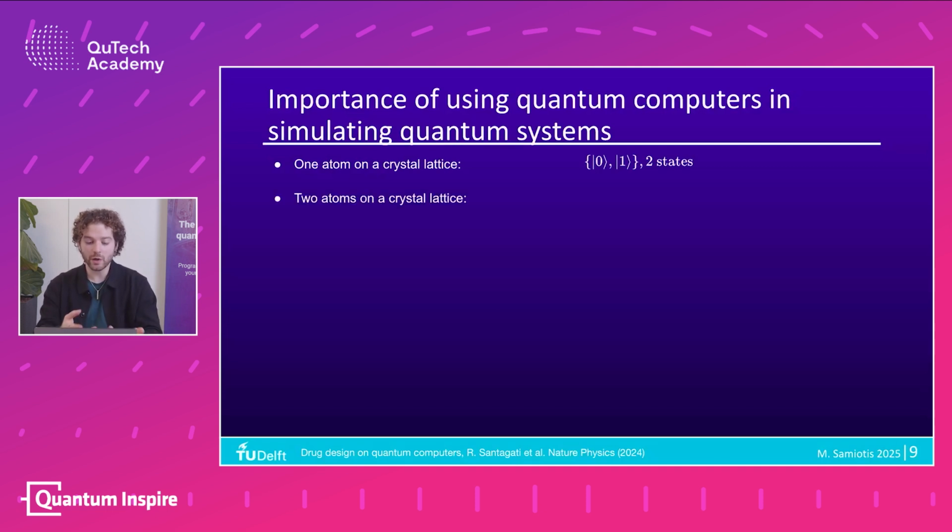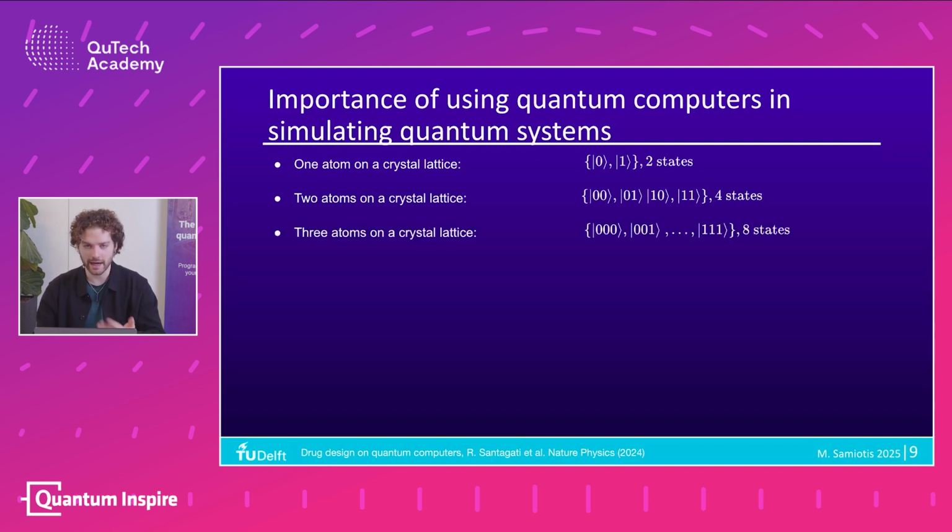Now, if I have two atoms on a crystal lattice, how many states do I have? Either both of them are spin up, both of them spin down, or they have opposite spins, so that gives me 4 states for the system. If I go on with this logic, then 3 atoms on a crystal lattice give me 8 states, and finally, for n atoms on a crystal lattice, I get 2 to the power of n states. So the size of the system increases exponentially.